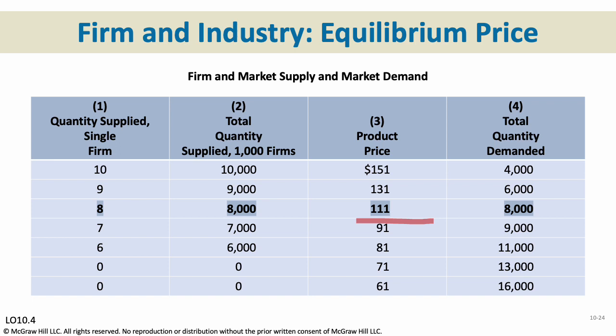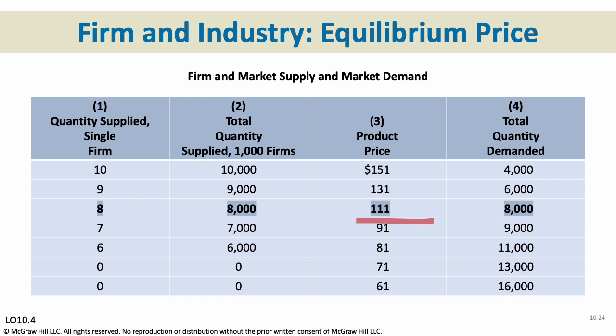And the industry demand curve is your typical downward sloping demand, even though for the individual firm it's perfectly elastic and horizontal. So each firm, or our firm here, is going to supply 8. The total market from 1,000 firms would be 8,000 at a price of $111.